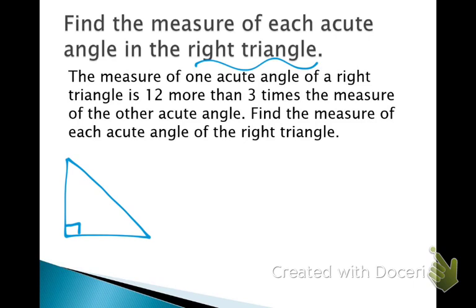Then we need to break down what it says. The measure of one of the acute angles is 12 more than 3 times the measure of the other. So here's what we do, one thing at a time. Let's start with 12. What does 12 mean? 12. Okay, good. We're all on the same page. 12, and then it says more than. What mathematical property is more than? Addition. 12 more than 3 times.